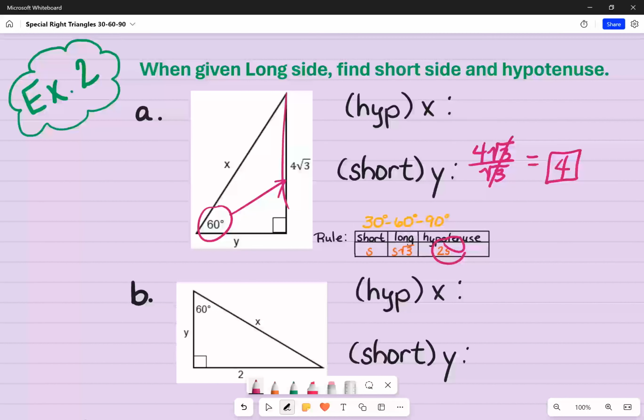My hypotenuse is larger, so I'm going from long to longer. That means that I'm trying to multiply. So now I'm going to take the rule, which says 2 times s. I just found s, right? S is going to be my short side. So I'm going to take that 2 from my hypotenuse rule, and I'm going to multiply it times 4.